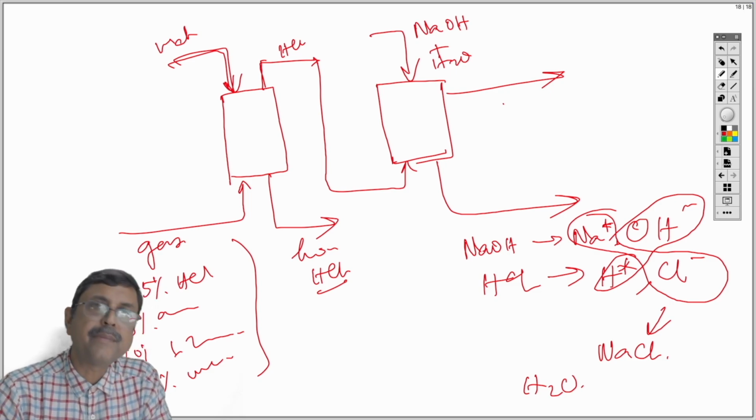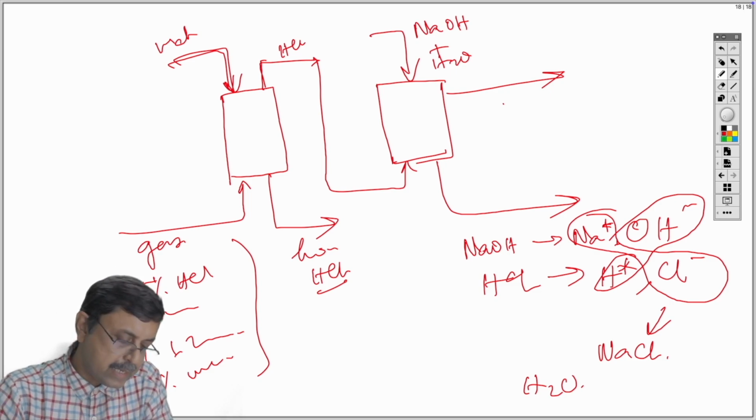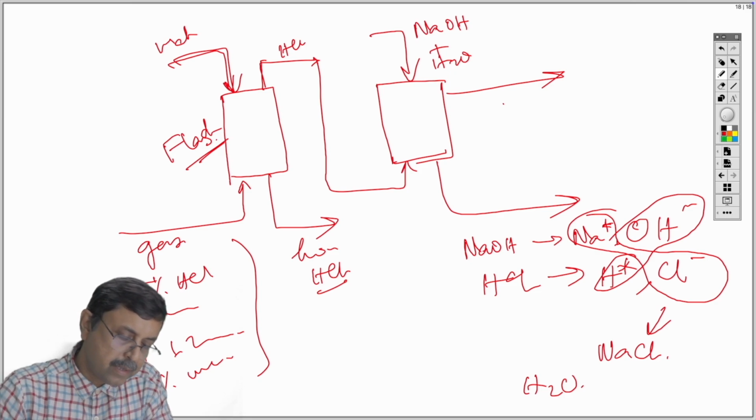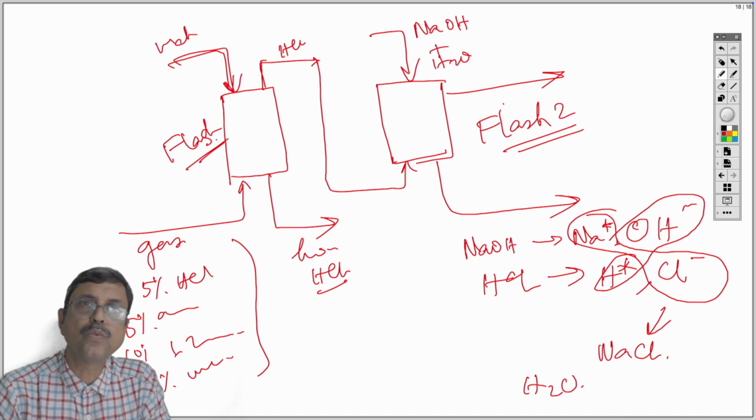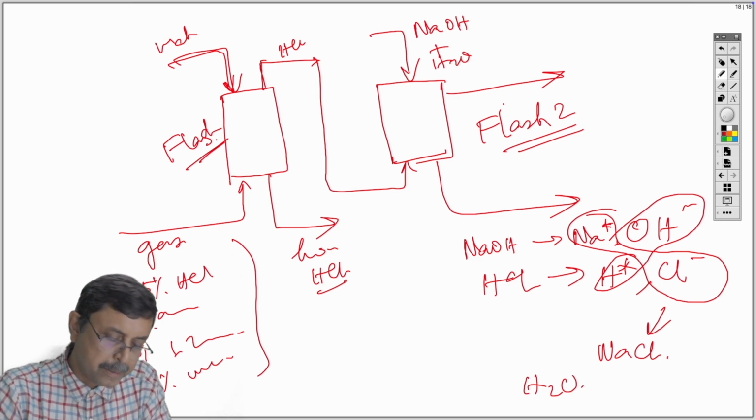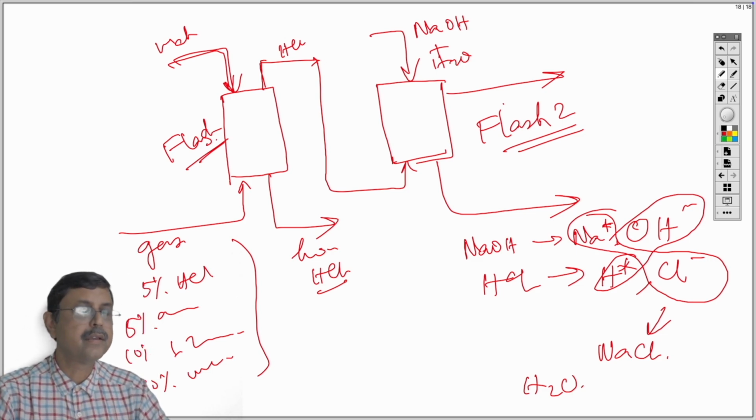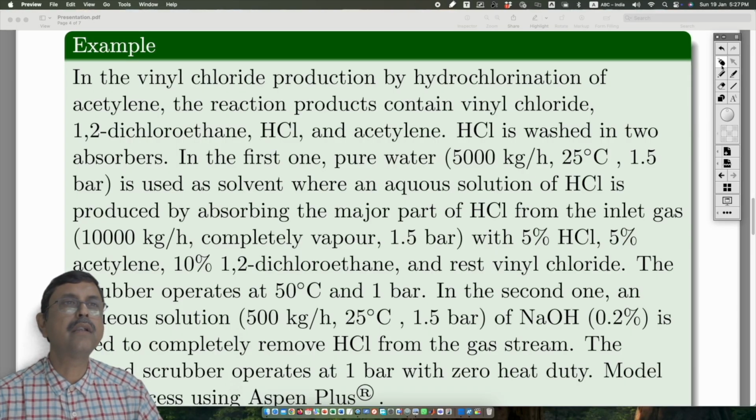Now electrolyte systems are so fast that a normal flash, at least for the calculation purpose, the Flash2 module of Aspen Plus can be used over here because reactions are very, very fast. Okay, we do not have to use any absorber model over here because it is not required. Anyway, first let us go to the Aspen Plus window and let us see what can be done.